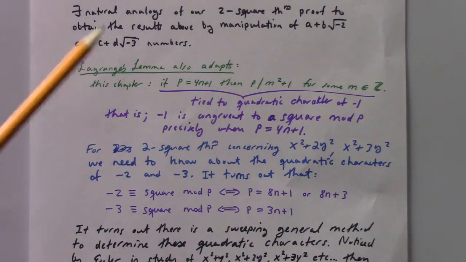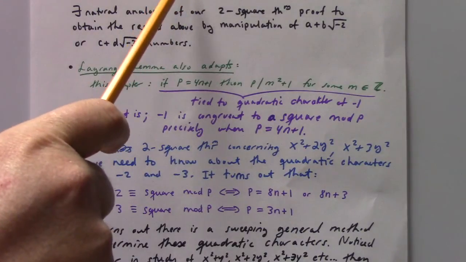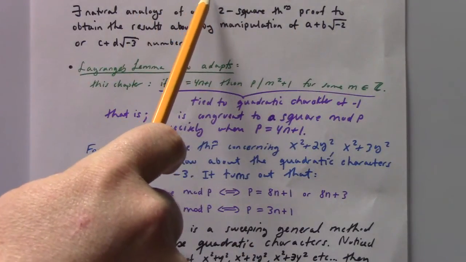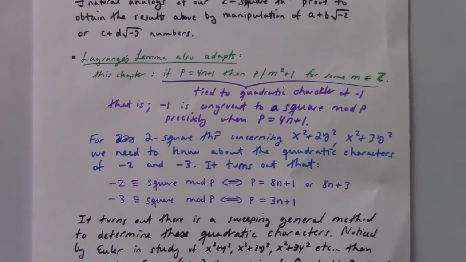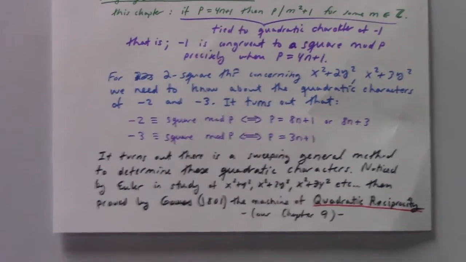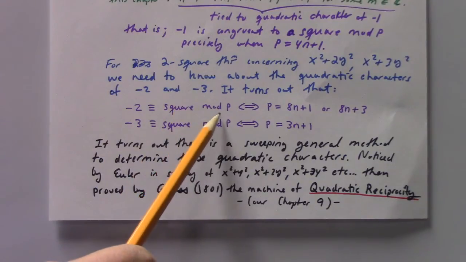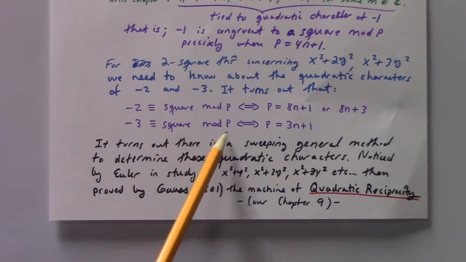It turns out that a prime p can be written as x squared plus 2y squared only when p is of the form 8n plus 1 or 8n plus 3, or, in the case of x squared plus 3y squared, when the prime is of the form 3n plus 1. So basically those are the analogs of the two-square theorem for those other forms. The proof basically involves an adaptation of Lagrange's lemma, and ultimately it's based on these facts: minus 2 is congruent to a square mod p when p is one of these kinds of primes, and minus 3 is congruent to some square mod p if the prime has that form.